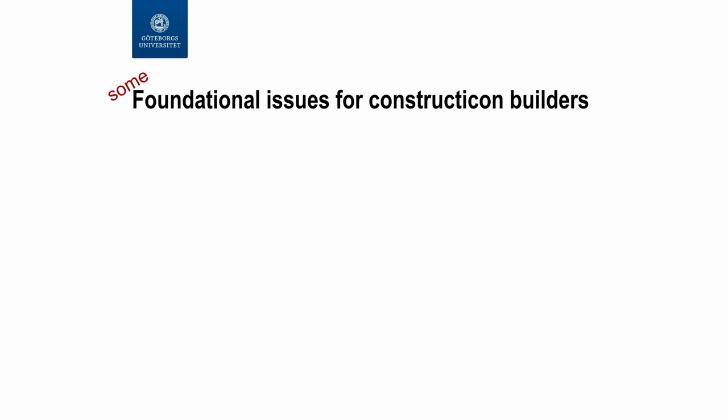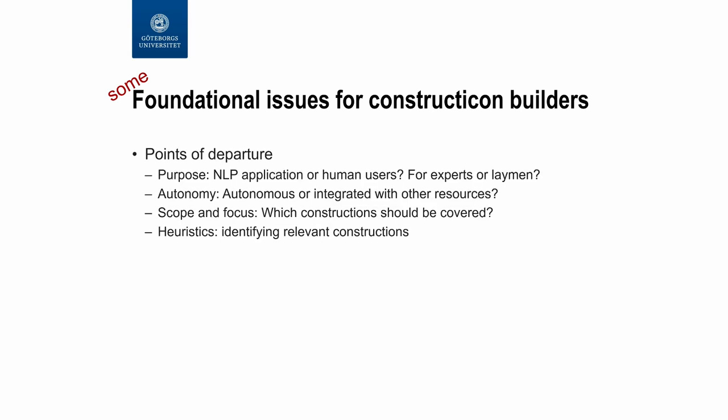There are, of course, lots of issues, but some of the foundational issues, if you want to build a constructicon, you have to start out from the purpose. Do you intend this for NLP application or do you want something for human users? I think that's the big divider on how you would approach this. And then do you want to build it as an independent resource or integrate it with other resources, typically a lexicon of some kind? Since we cannot cover the whole language all at once, what should we focus on? And then how do we find and identify the constructions we want to deal with?